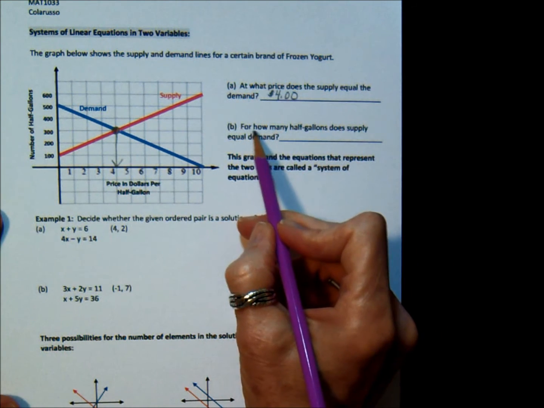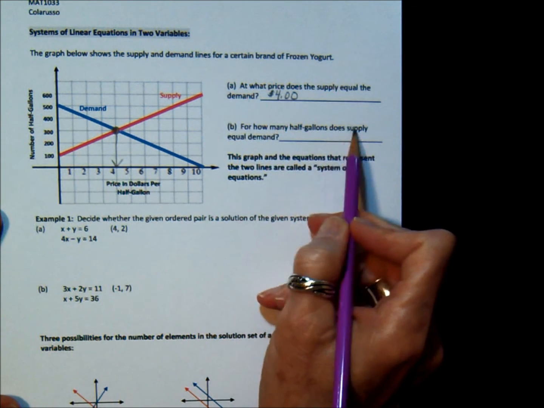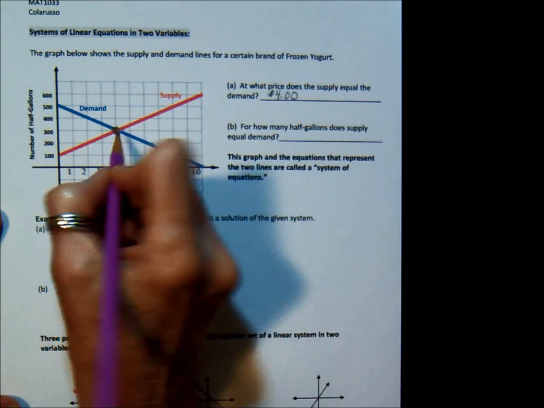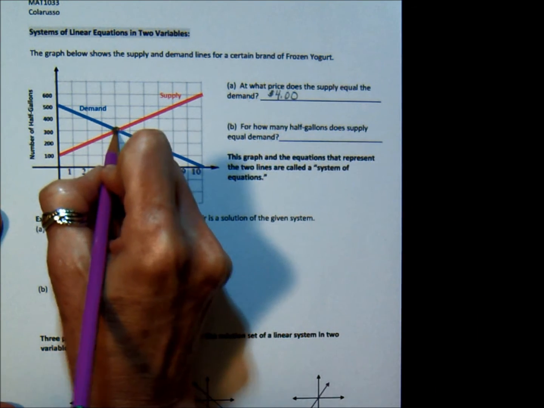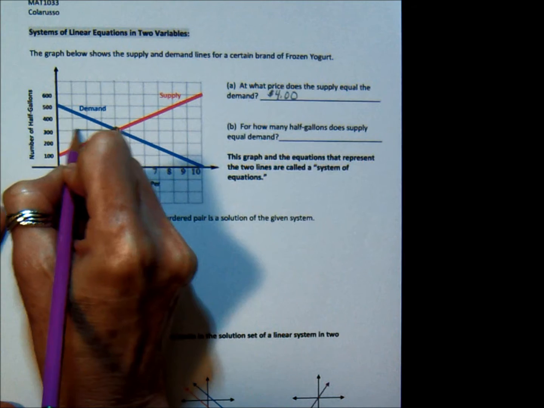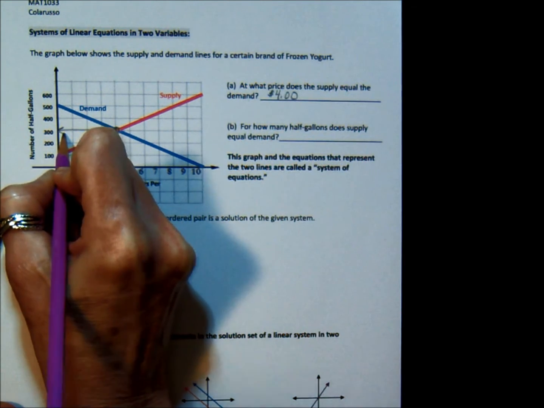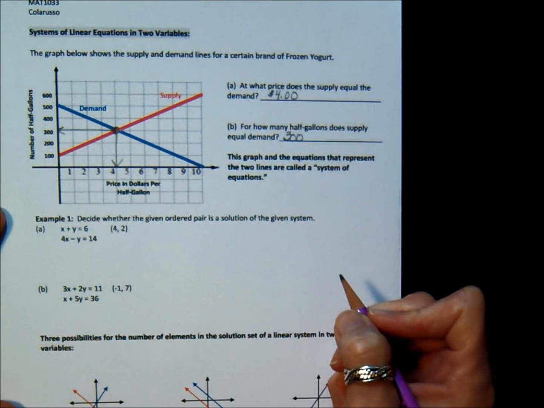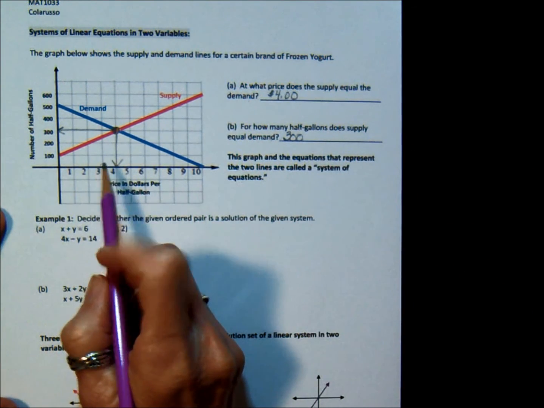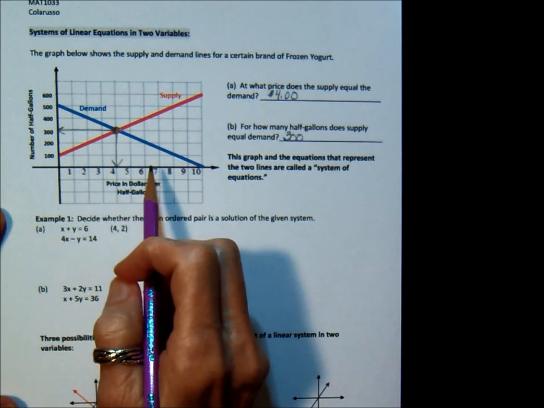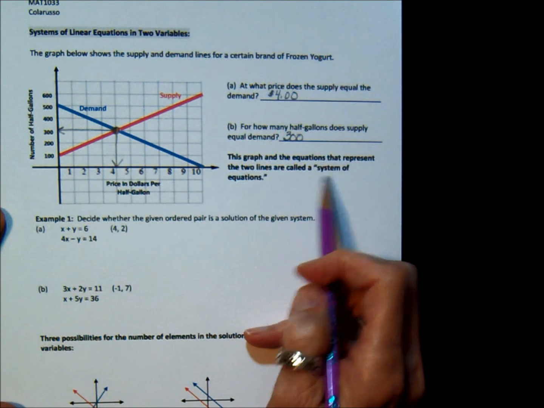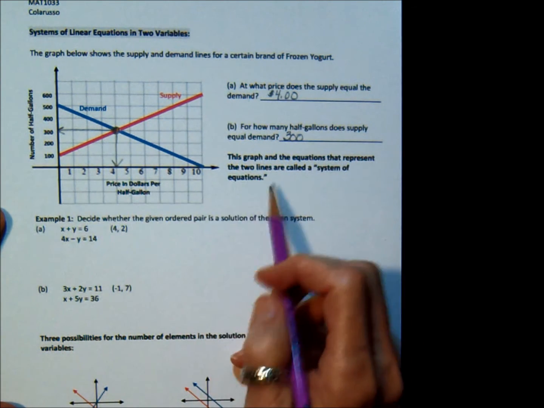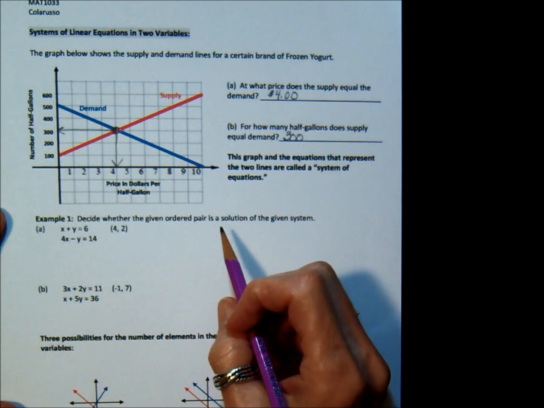And then it says, for how many half gallons does supply equal demand? So this time at the equal point, I'm going to follow it across to my vertical axis, and it appears that it is at 300 half gallons. This graph and the equations that represent those two lines are called a system of equations, meaning just more than one equation at a time.